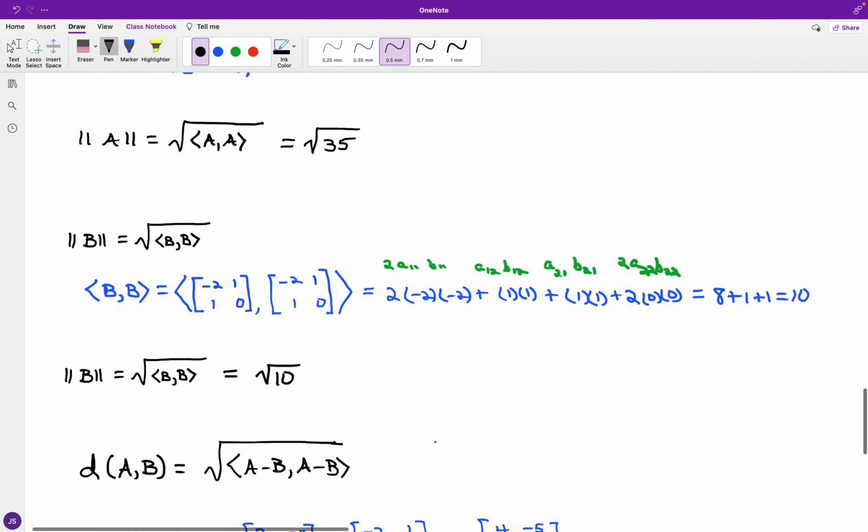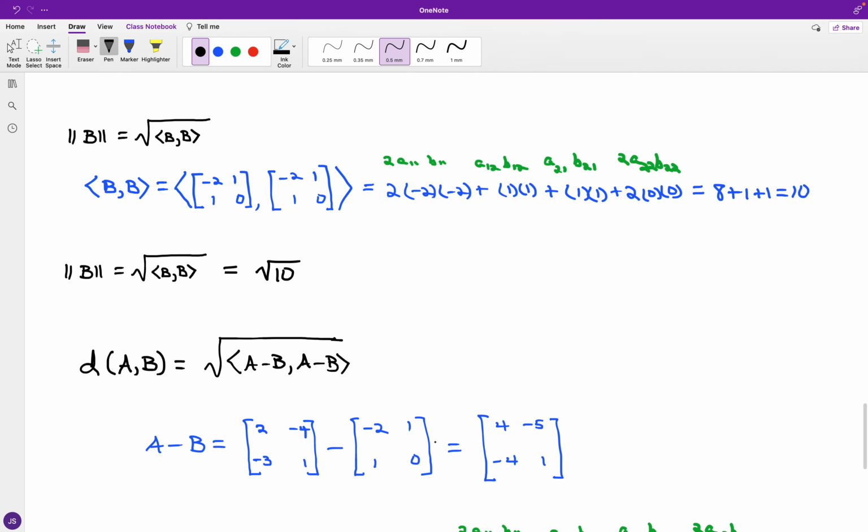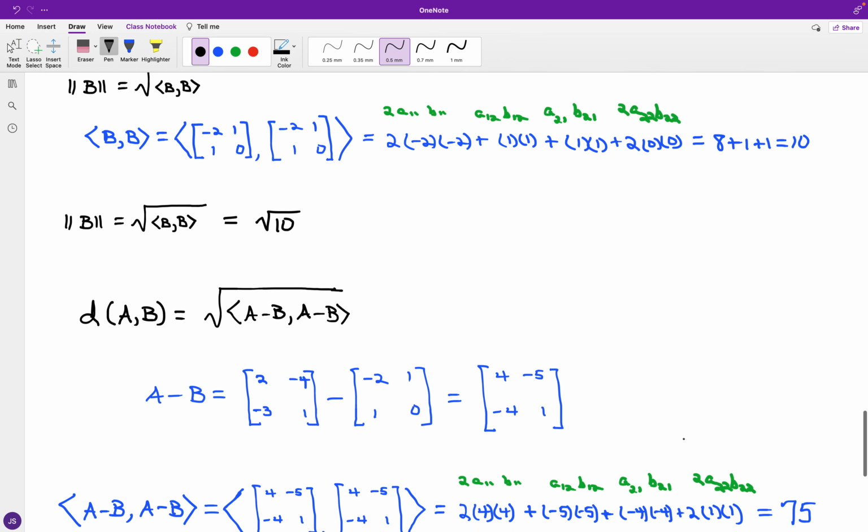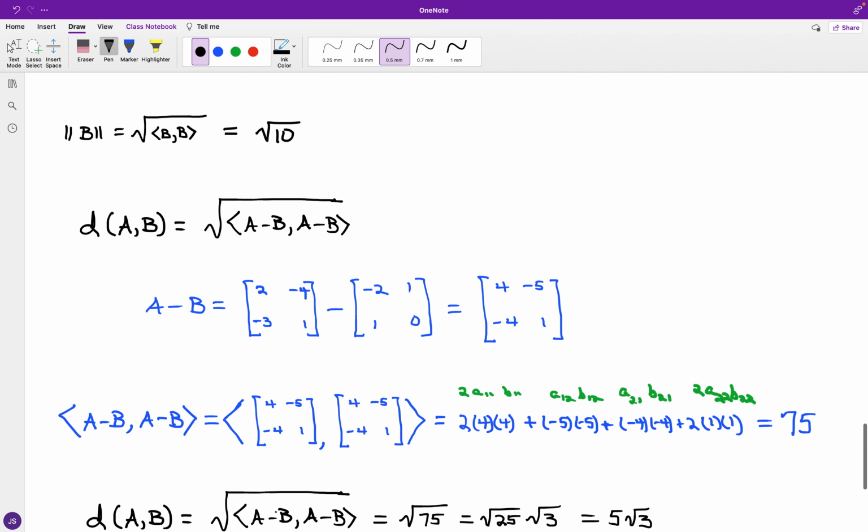And for the distance between matrices A and B, we have A minus B, so subtracting the corresponding elements of matrix B from those in the same position in matrix A, we have 4, negative 5 in the top row. Bottom row, we have negative 4 and 1.